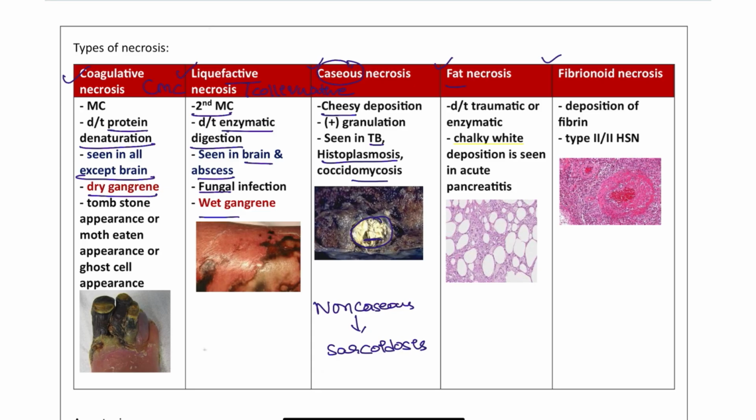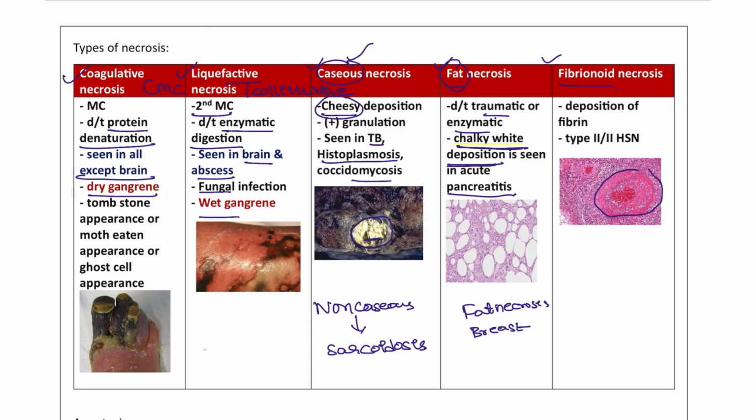Fat necrosis is due to trauma or enzymatic injury, with chalky white deposition. Cheesy, caseous, chalky white, that is fatty. Like fat necrosis seen in breast injury or the omentum. And the other one is acute pancreatitis. Fibrinoid necrosis is seen in the vessels.